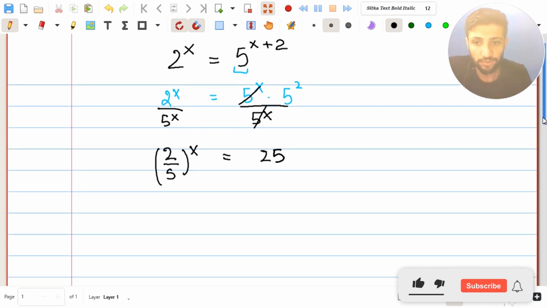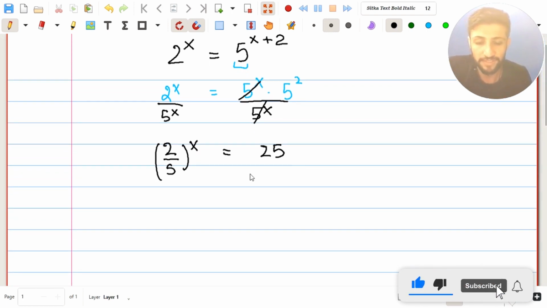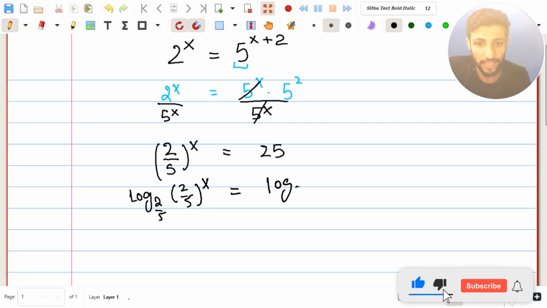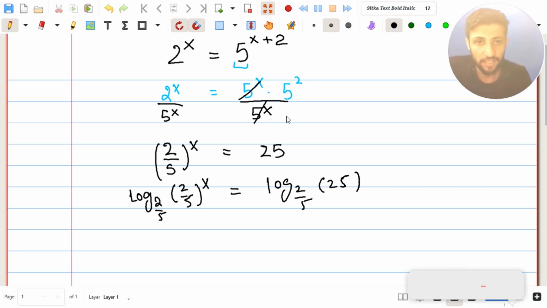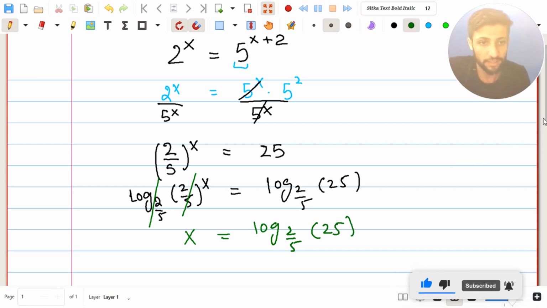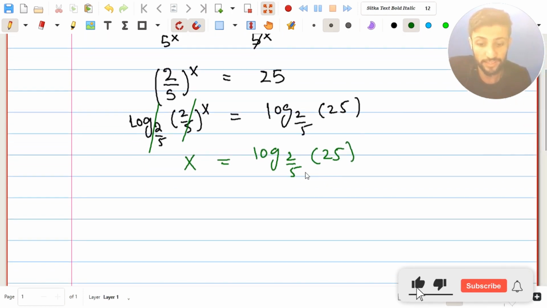Now what you need to do is you need to just apply the log on both sides of this equation. So by applying log with a base of 2 over 5, log base 2 over 5 of (2 over 5) to the power x equal to log of base 2 over 5 of 25. Now see that this log base 2 over 5 cancels out this 2 over 5. So we will get x equal to log base 2 over 5 of 25. Now if you want to further solve this equation or this question from here, this is your first answer.